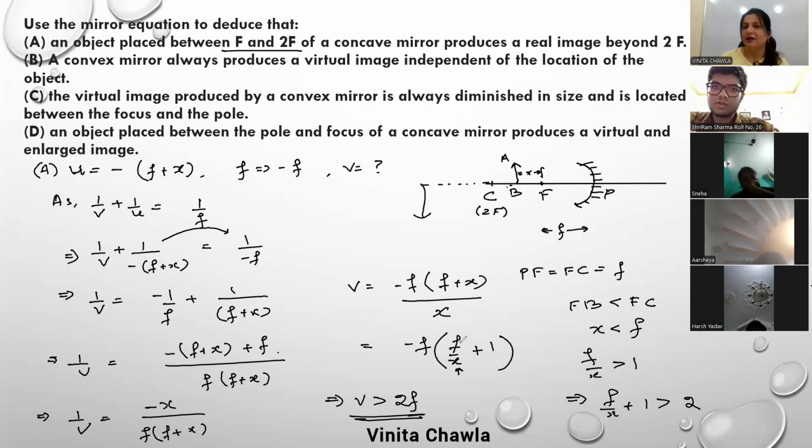With a negative sign. The negative sign indicates that the image will be formed where the object is, in front of the mirror. So this negative sign is for the location of the image. It is in front of the mirror, therefore we have a negative sign. It is greater than 2f. Please write this.